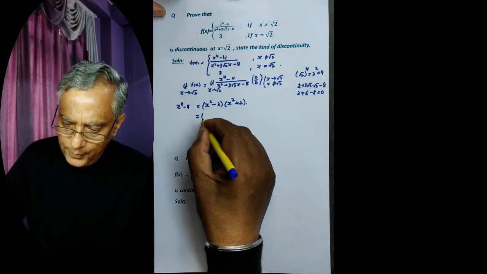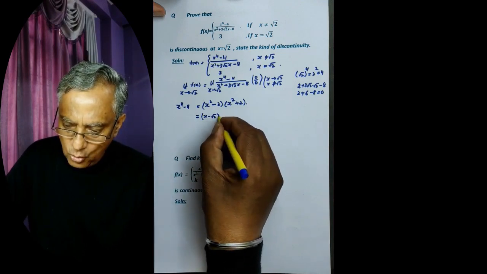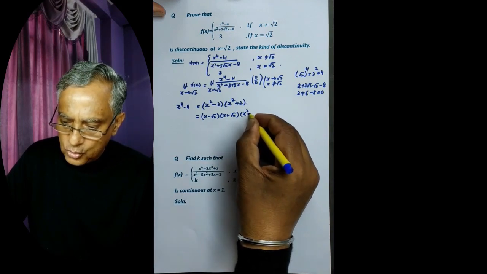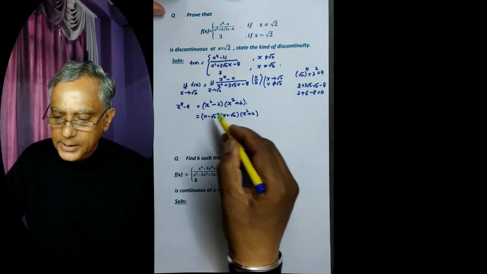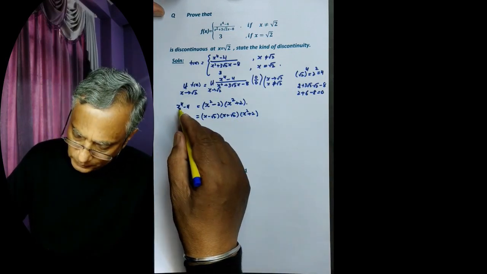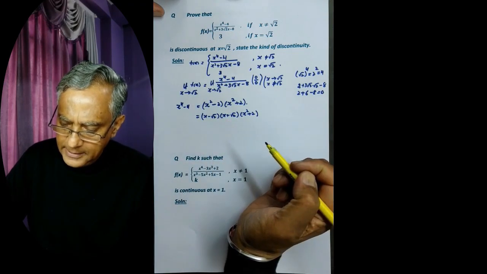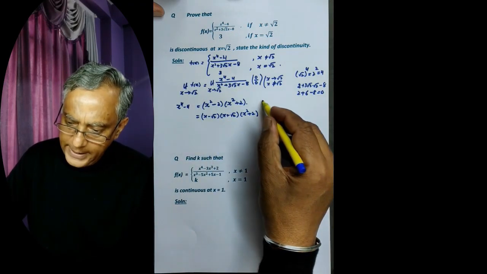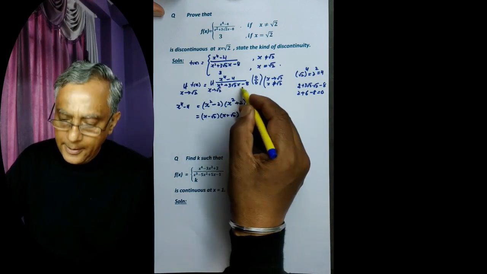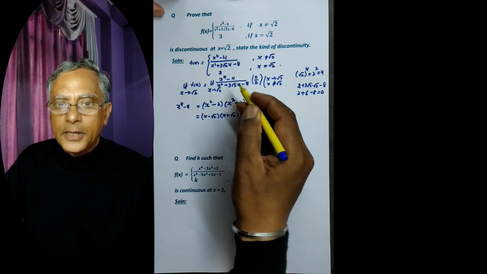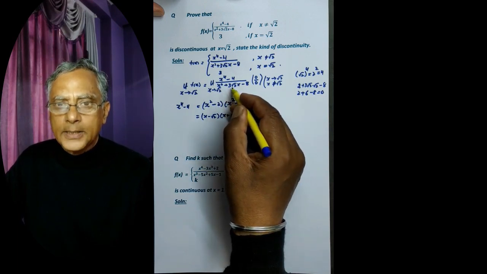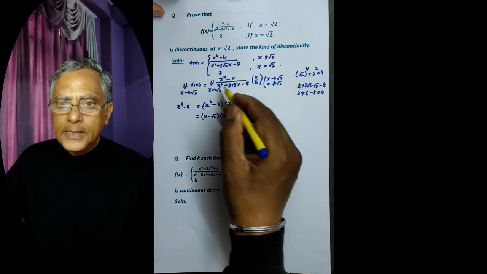And this is equal to (x − √2)(x + √2)(x² + 2). We are using the formula a² − b² = (a − b)(a + b). So these are the factors of this polynomial. Now to find factors of this polynomial, I am deliberately using synthetic division. You can do it by the methods you have learned in lower classes, but I am deliberately using synthetic division.